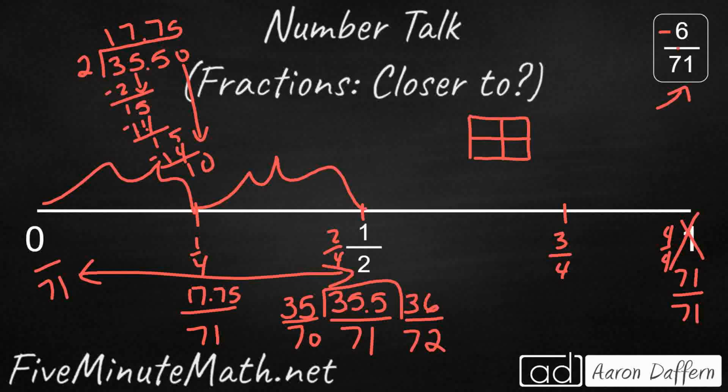Now, we can evaluate our 6. Is 6 going to be between 0 and 17.75 or 17 and 3/4, or between 17.75 and 35.5? Definitely closer to here. I'm just going to guess it's going to be right there if we need to put it there, because that's 17 just at that 1/4 mark. So the initial thought was correct, but now we've proved it. 6/71 is closest to 0.